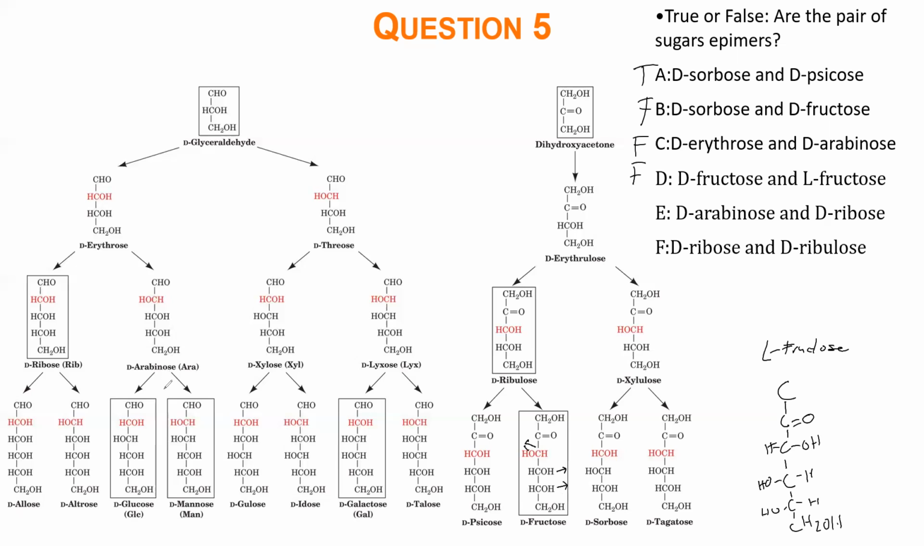All right, let's finish this one off. Arabinose and ribose, we are differing at the second carbon only, so that is an epimer. Ribose and ribulose, we're looking at an aldehyde and a ketone, therefore, by definition, they cannot be epimers, so that's also false. And that is where we're going to end our discussion for today.